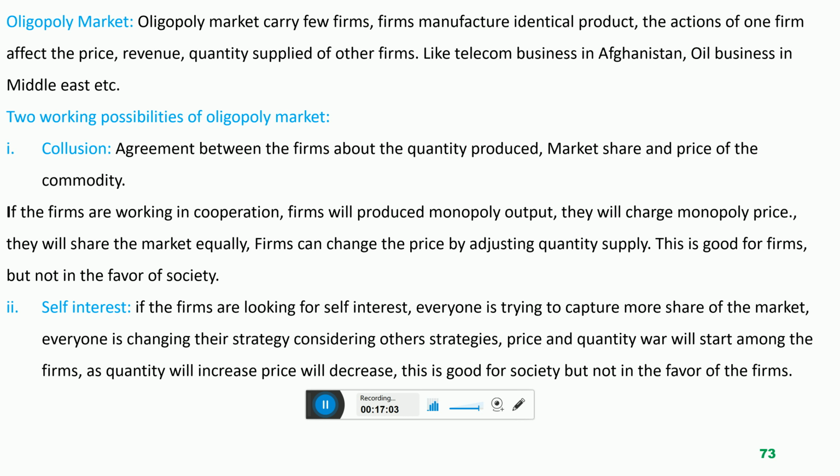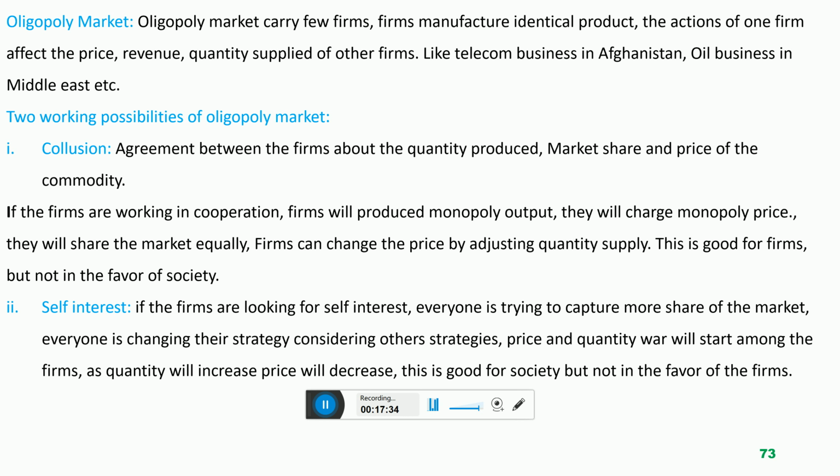Collusion means when the companies sit together and avoid the price war, avoid the competition with each other, and they arrange a meeting, and now 3 to 4 companies decide that we will produce maximum this much quantity, we will charge maximum this much price, and every company will carry this much particular share in the total market.